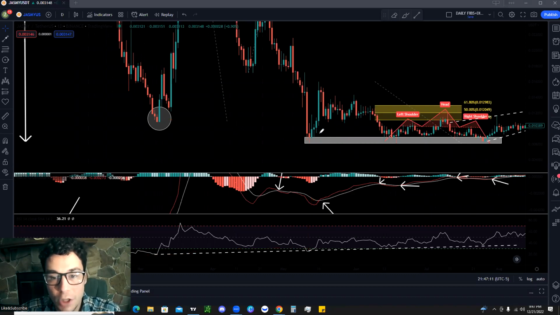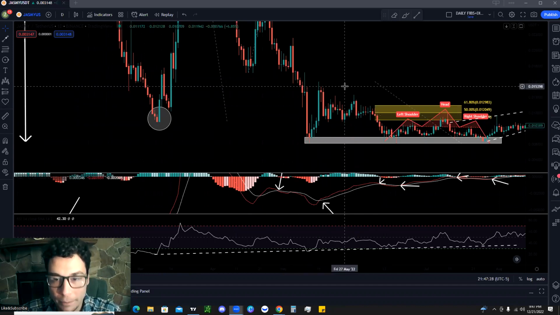So, you don't have to time everything perfectly. If you missed this initial entry right down here, okay, and you're waiting for confirmation, now you're getting your MACD confirmation. And you can catch some of that 96% play, right? You don't have to catch the whole 96% of the play.